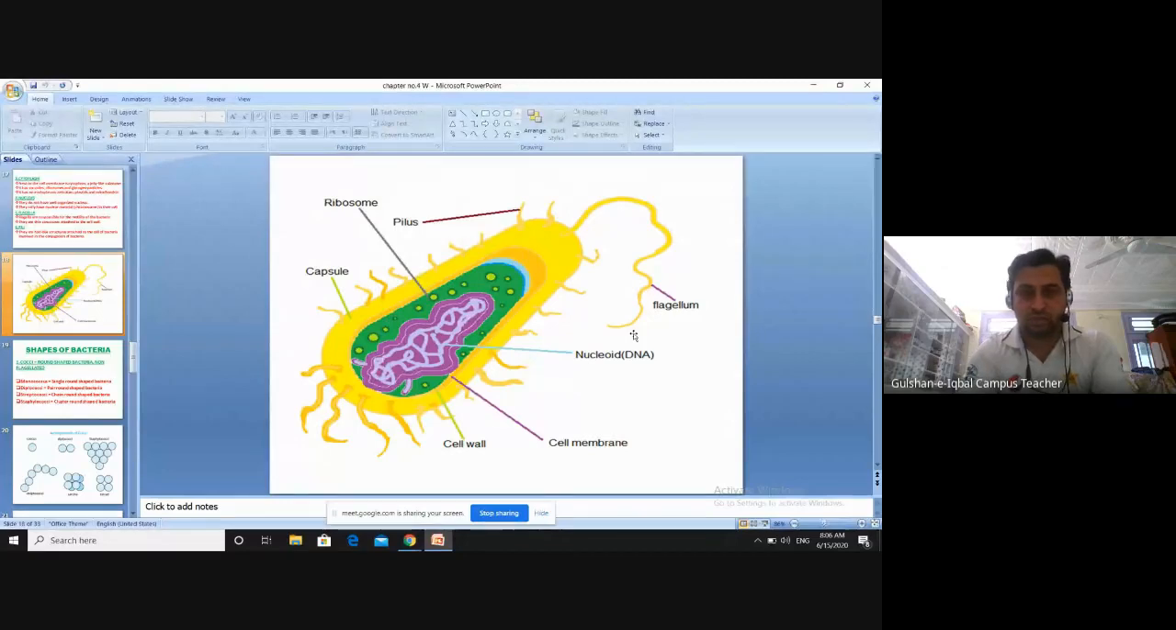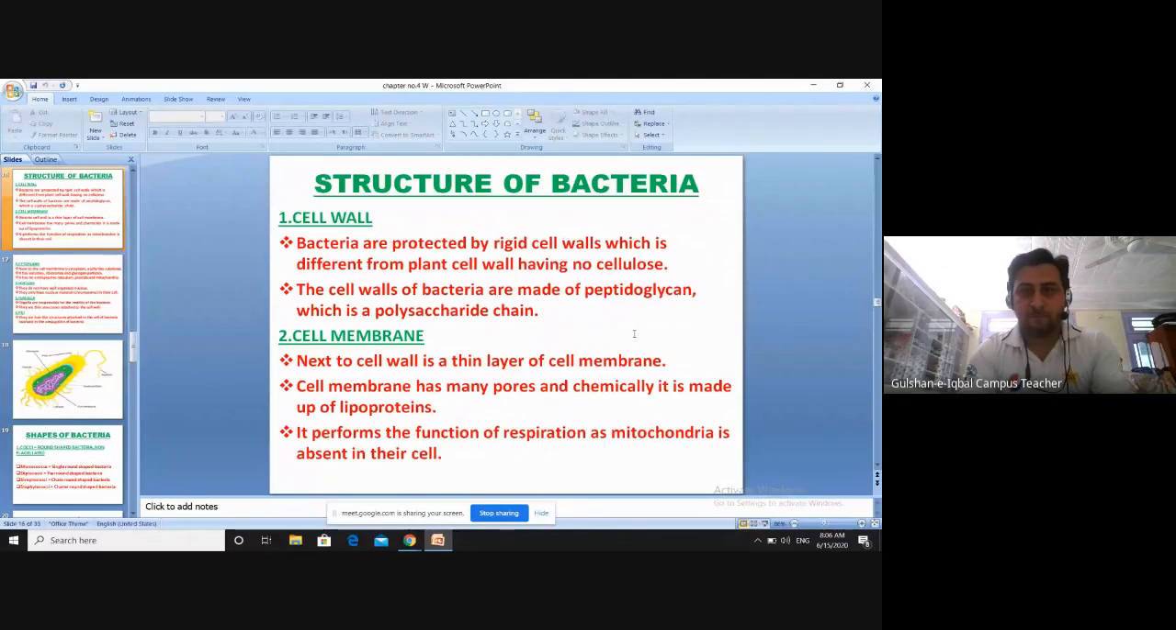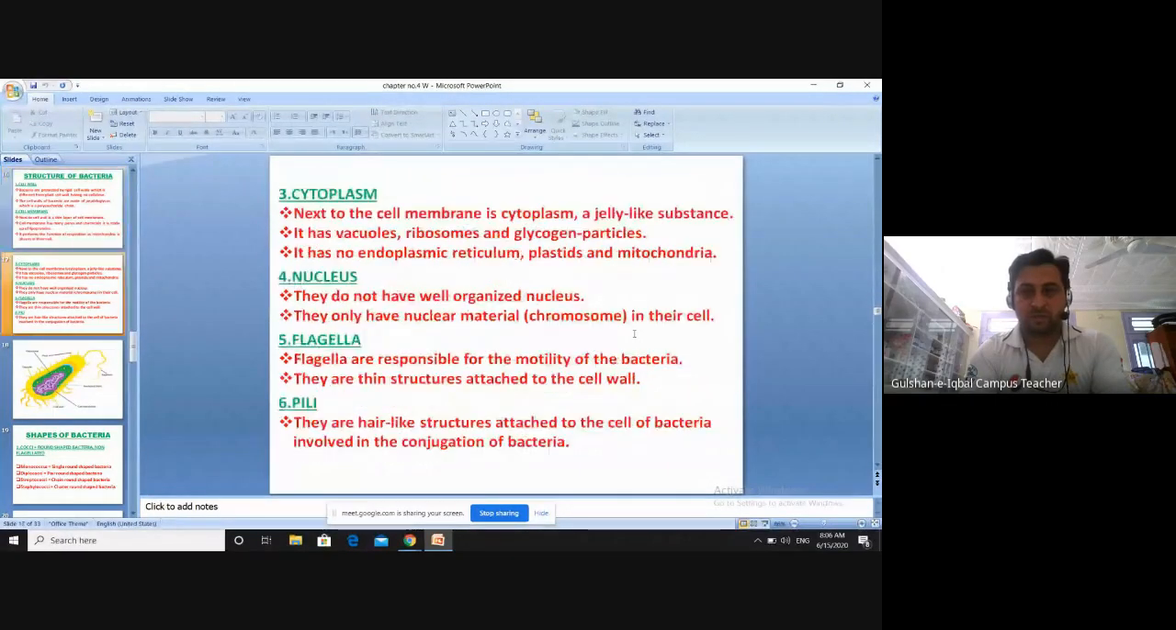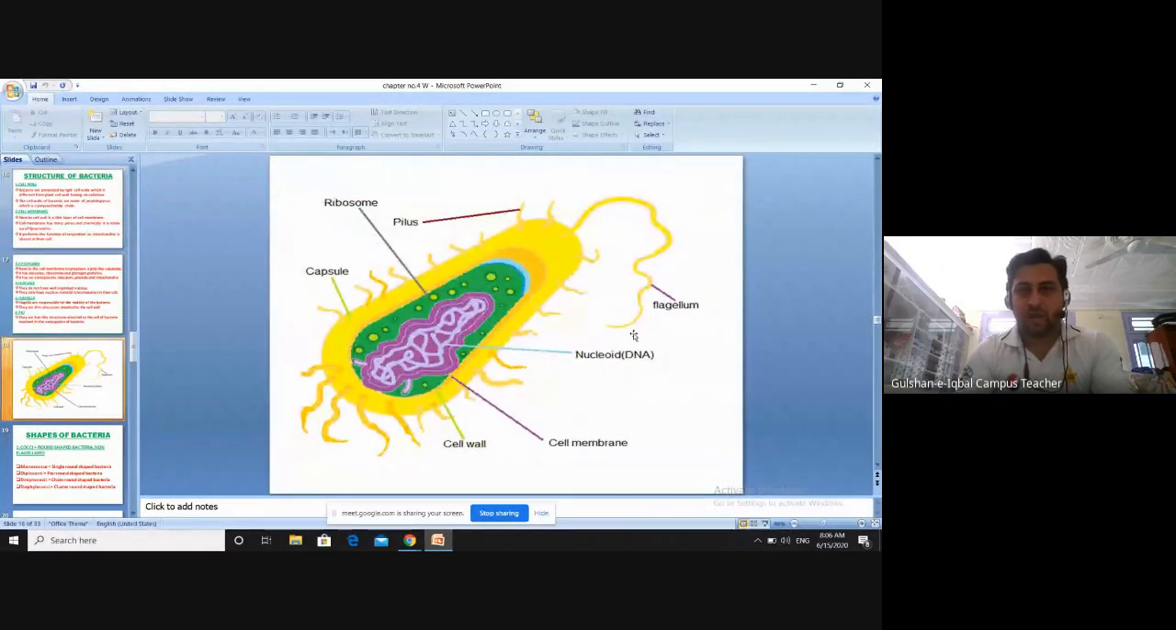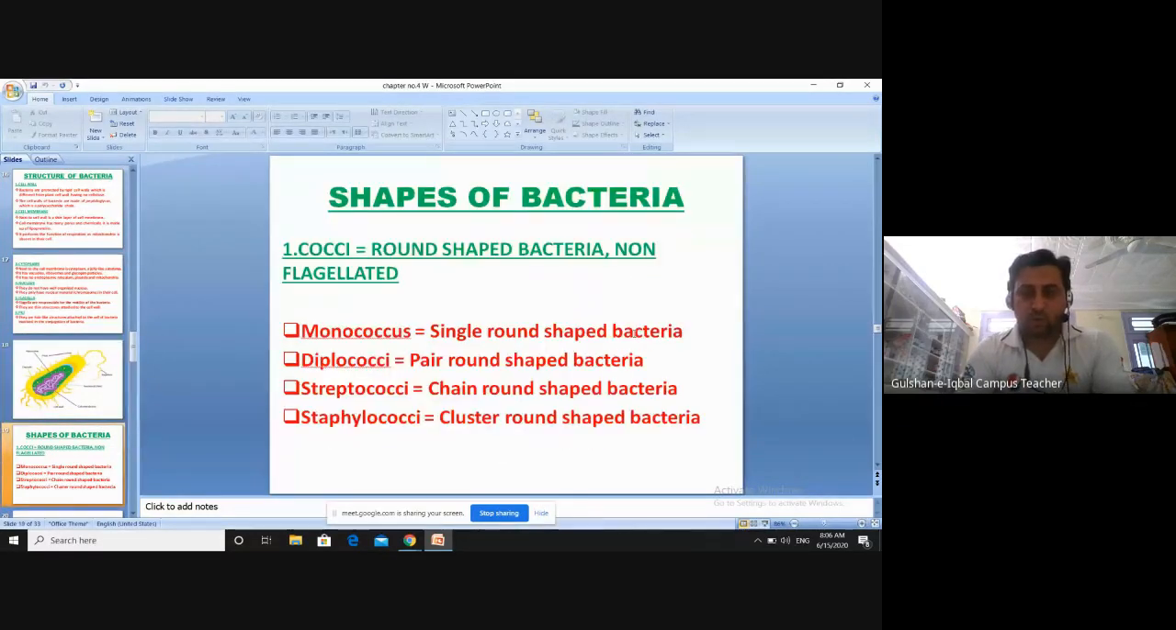Discussed was the structure of bacteria. Okay, this was the last topic, structure of bacteria we discussed, and we have seen the diagram of bacteria as well. Now we are going to the next topic, that is the shapes of bacteria. Again, one of the most important questions from this chapter.